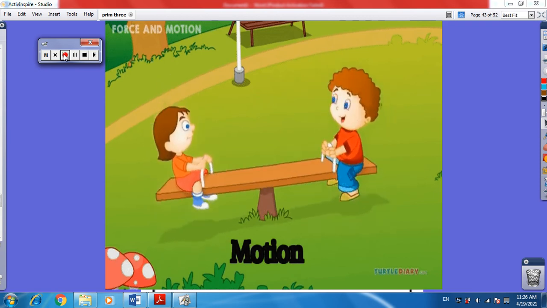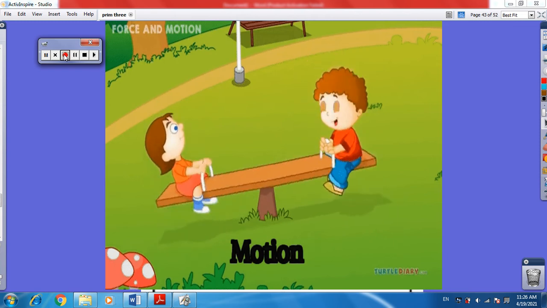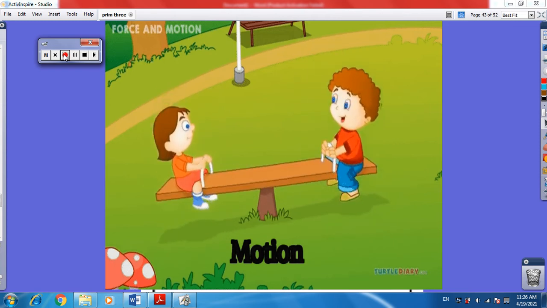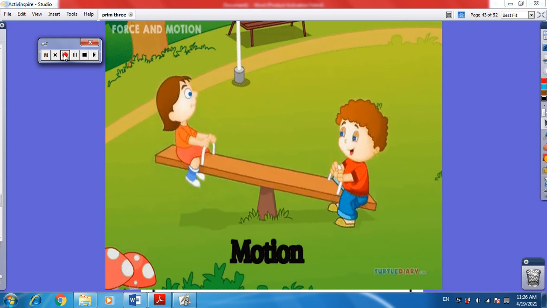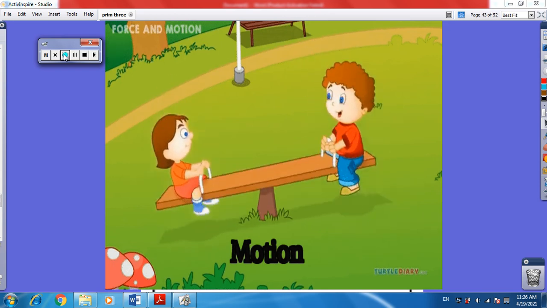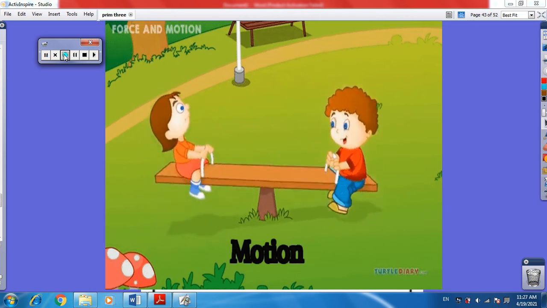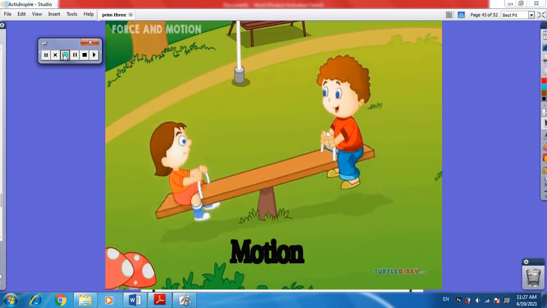Yes, excellent. So what is the meaning of motion? The seesaw in this picture moves up and down, up and down. So when I ask you about motion, that means movement from one place to another place.